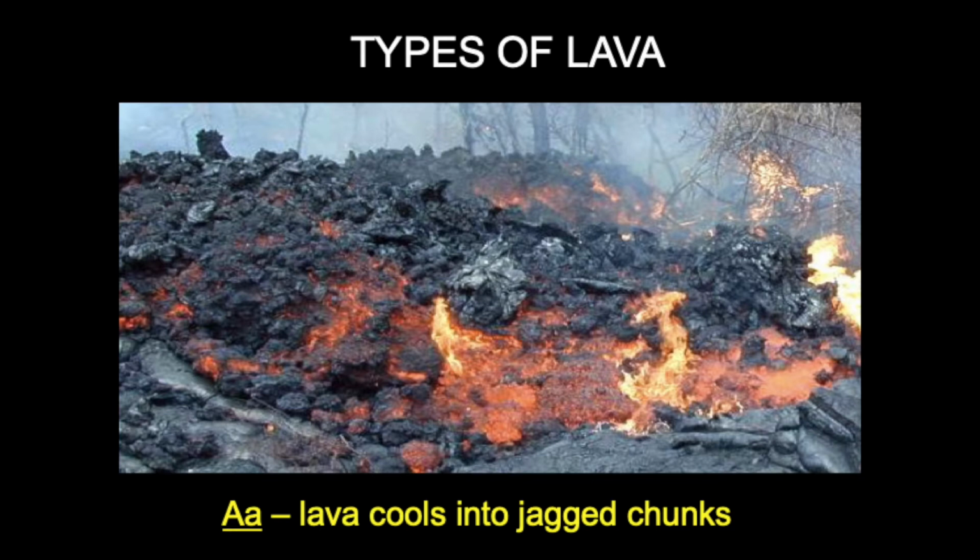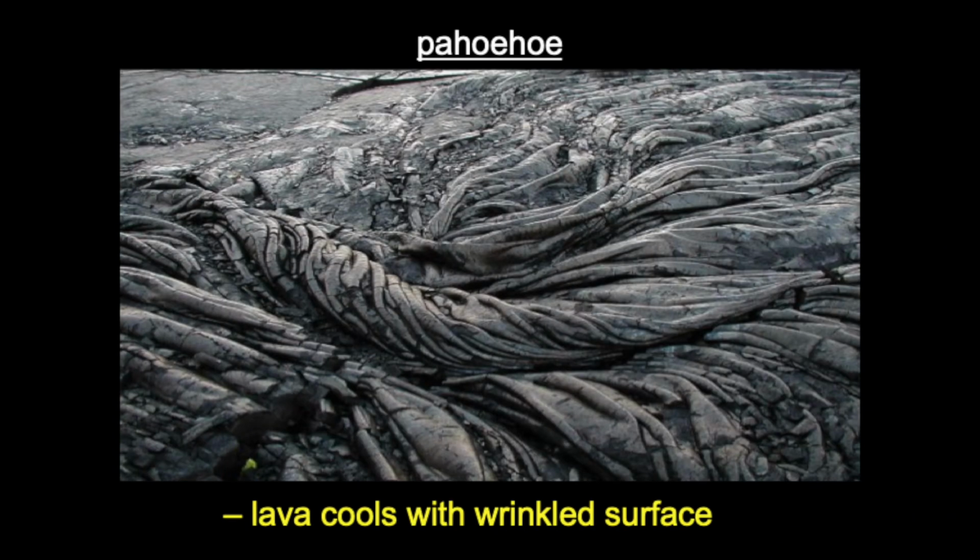So along with that boom, it's got different lava that's coming out of different types of volcanoes. First type of lava we're going to take a look at is called aa. It's lava that cools and actually has jagged chunks to it. Now my personal favorite is a type of lava that's called pahoehoe. It's lava that cools with wrinkled surfaces. It actually looks like it has braids.